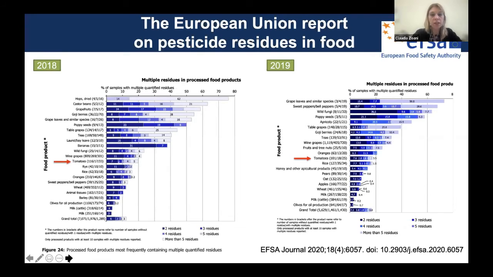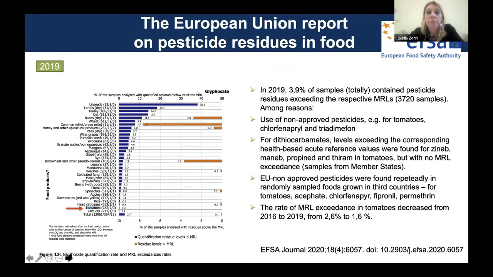So you can examine all the data, and here I reported the comparison for multiple residues in processed food products, and you have again tomatoes. 2018 and 2019 means that they arise from the report of 2019 and the last report from 2020. Again, you have the information for downloading the document and to keep all the more specific information you would need.